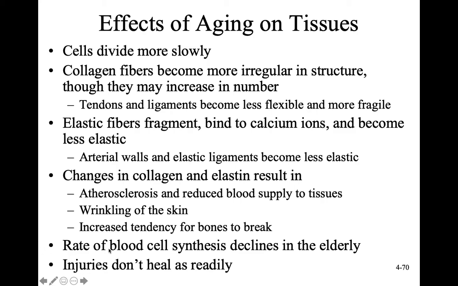Red blood cell synthesis also declines, meaning they have a more limited ability to carry oxygen and carbon dioxide. Also, there is less ability to neutralize acids, and less of a tendency to be able to carry the nutrients that we need. Now, all these really add up to the big thing: injuries don't heal as well. So, as we age, we don't heal as well.